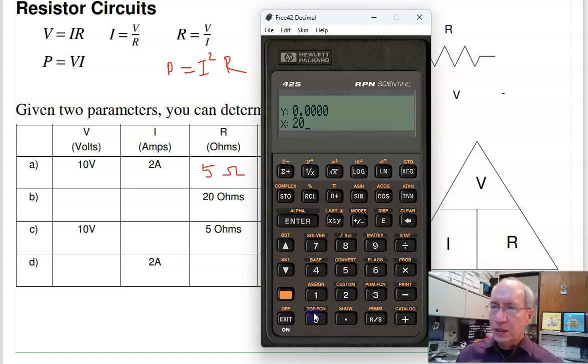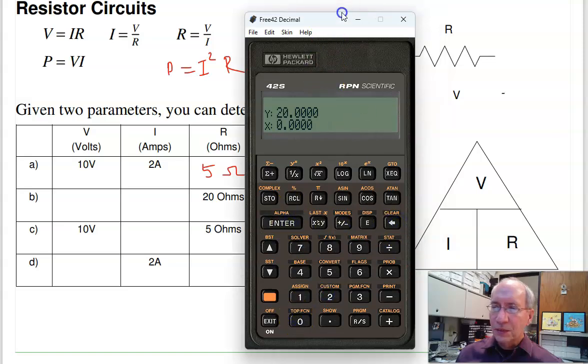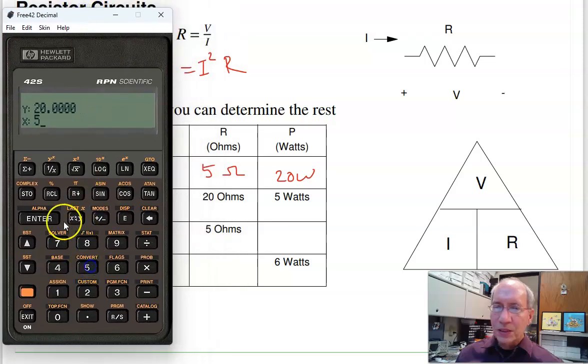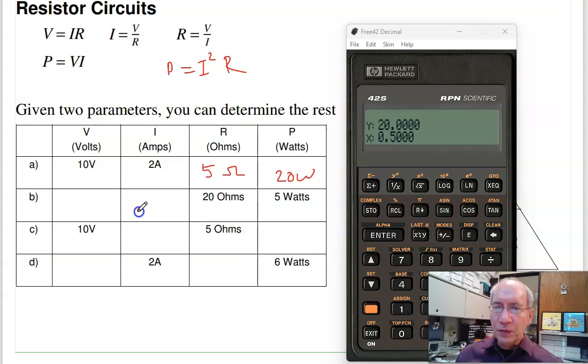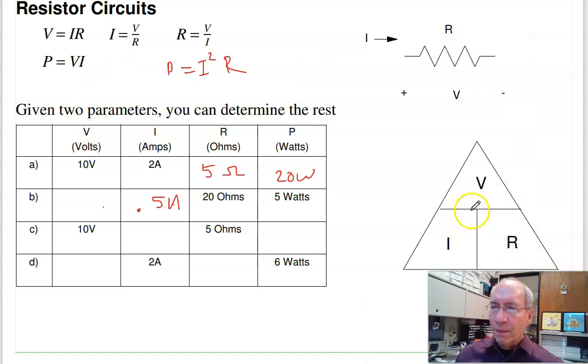So 20, correction, 5 watts divided by 20 ohms. That's I squared. Take the square root, it's 0.5. So this is 0.5 amps. Voltage is I times R. This is 10 volts.